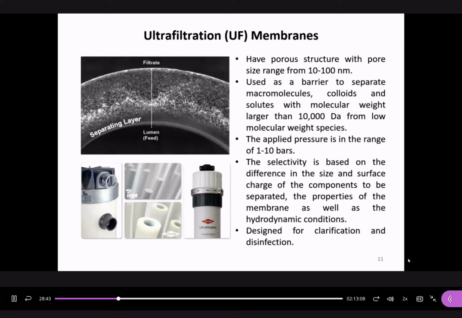Designed for clarification and disinfection. If you have a tight ultrafiltration membrane, you can remove all the pathogens, including virus. Bacteria, a few micrometer, for sure, 100% removal. So it could be used for disinfection.